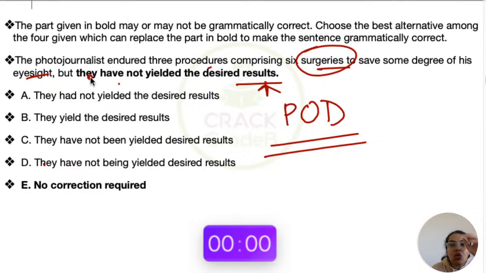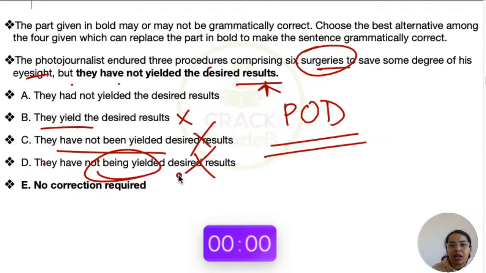We are saying हुआ नहीं है. Okay, I'll come to the A1 later. They yield is simple present tense. We cannot go with this. They have not been yielded, passive, and being के साथ भी नहीं लगेगा. Now we wanted active voice and present perfect. Why? Because saying this thing in past perfect gives no sense. Surgeries तो हो गई, but the impact, the result is not yet there. It is negative, but the impact is of present, and that's why आपको यहाँ पे have not सही है.